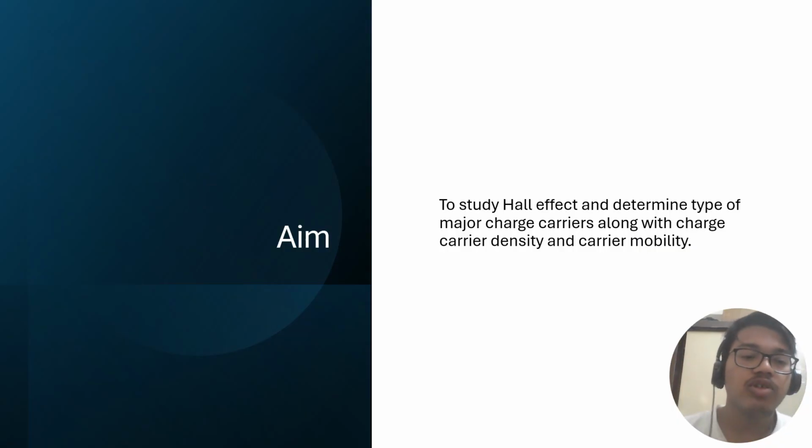So the aim of our today's experiment is to study Hall effect and determine type of major charge carriers, along with charge carrier density and carrier mobility.